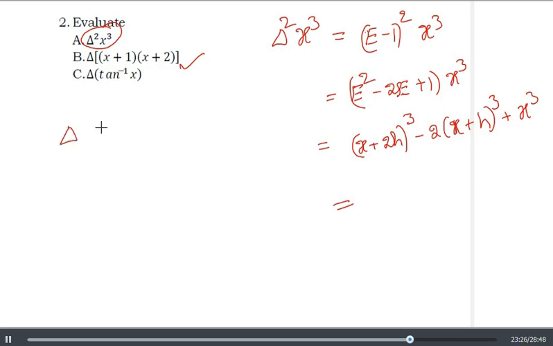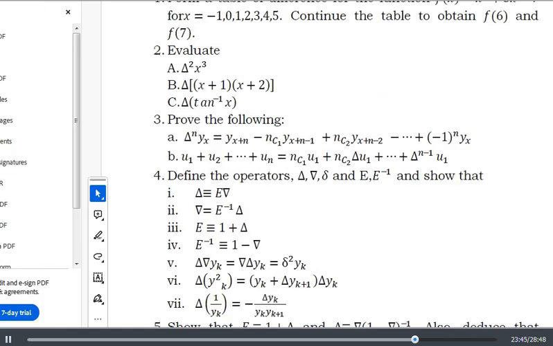So what is the direct operation? That is delta acting on f of x will give us f of x plus h minus f of x. And let me show you some solved problems also.